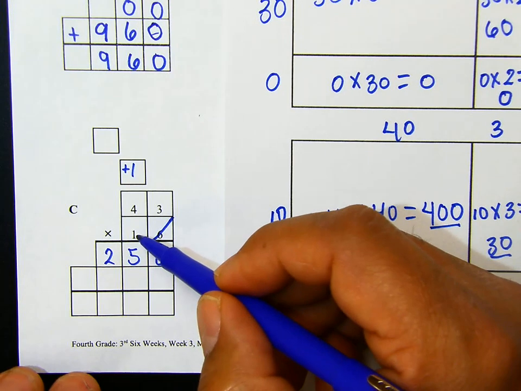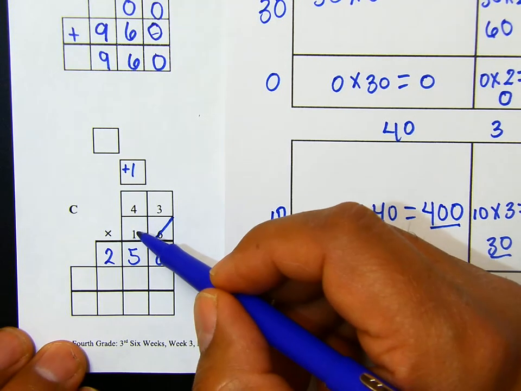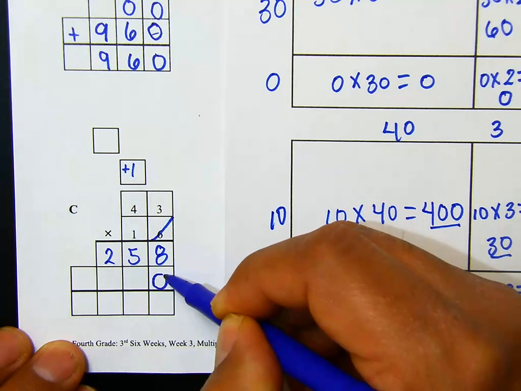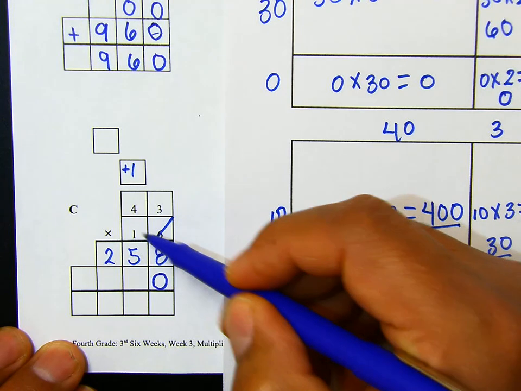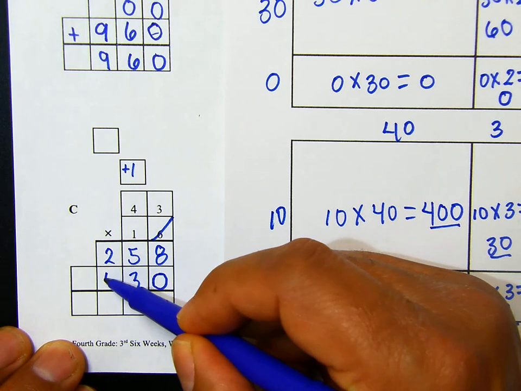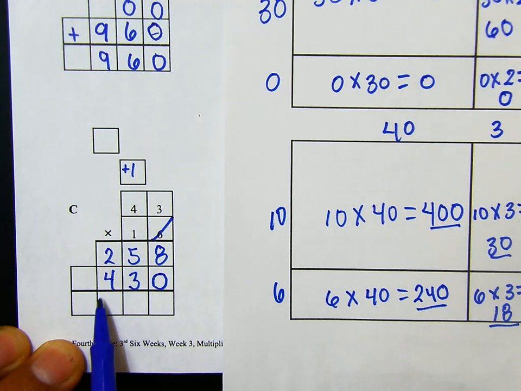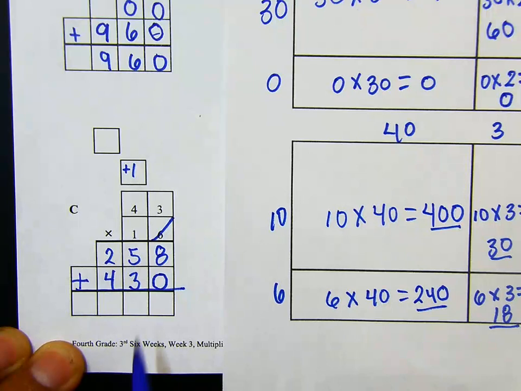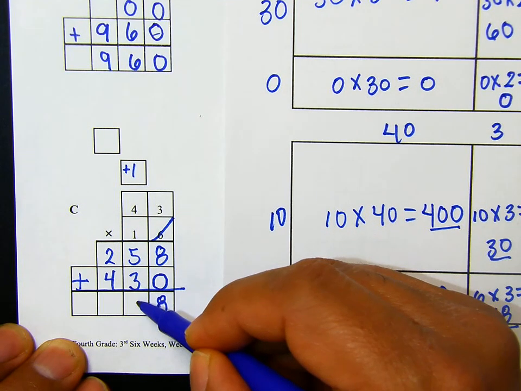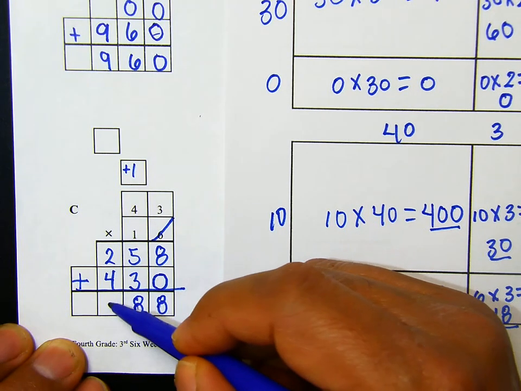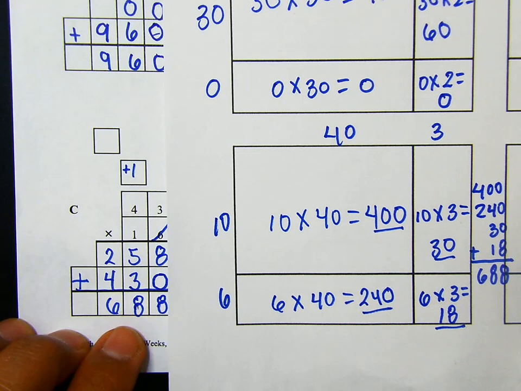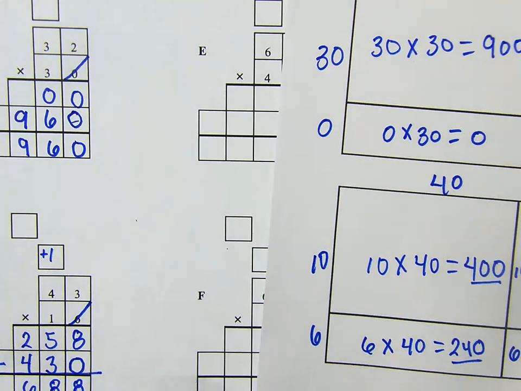So now I can multiply this 10. This 1 is in the tens place, so it's actually a 10. So remember, I'm going to put my 0 as a placeholder in the ones place because that's a 10. So I go 1 times 3 is 3. 1 times 4, that's 4. Now all I have to do is add. 8 plus 0 is 8. 5 plus 3 is 8. 2 plus 4 is 6. 688. Now you try the rest on your own.